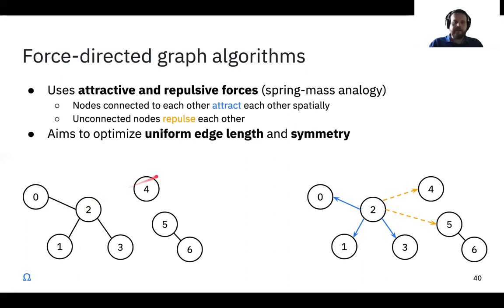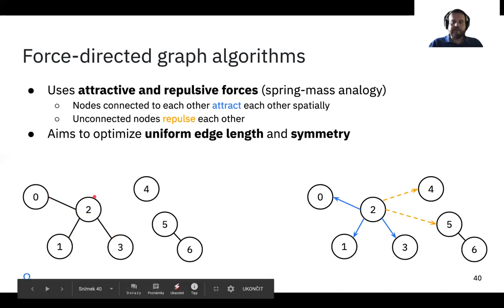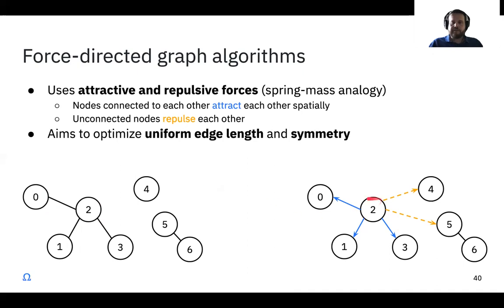So basically, node 4 would be a mass hanging on node 2, and these would be the springs that connect node 2 to nodes 0, 1, and 3. And so it looks like this.